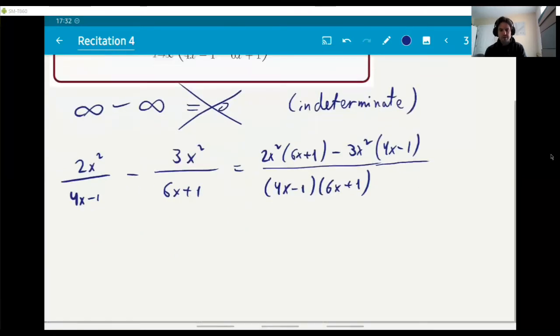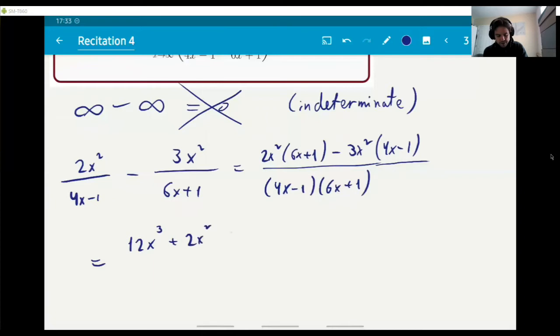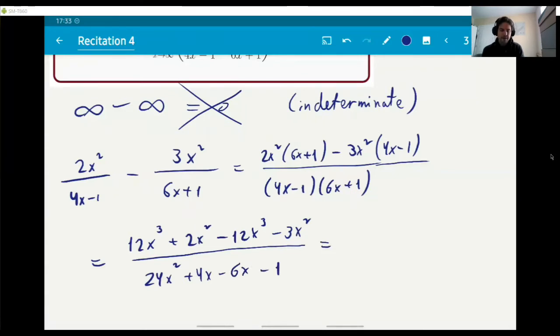Let's see what this gives us. I'm going to expand out everything: 12x cubed plus 2x squared minus 12x cubed minus 3x squared. And what do we have downstairs? Distribute out: 24x squared plus 4x minus 6x minus 1. Okay, look at the numerator. The 12x cubed appears twice. That goes away. And you have 2x squared minus 3x squared. So this will just be minus x squared.